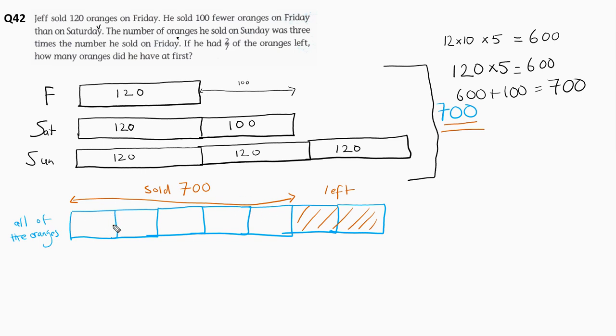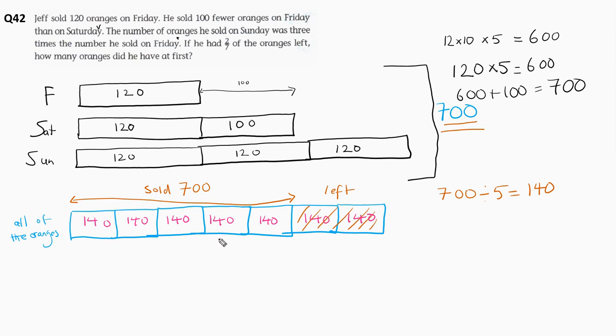How many parts do we have? How many units do we have here? 1, 2, 3, 4, 5. If we divide 700 by 5, we get 140, and that is the value for each of these parts. And of course, not just for these also.